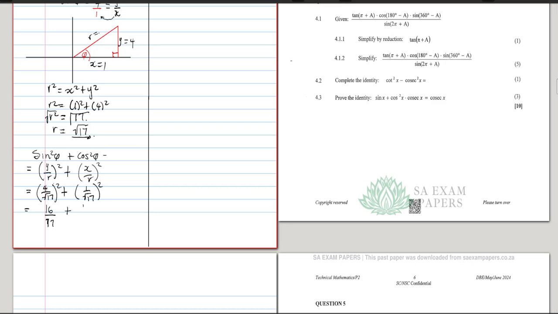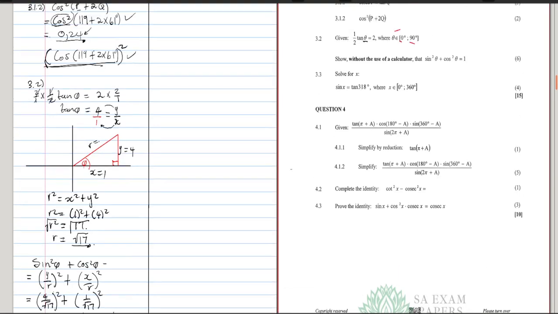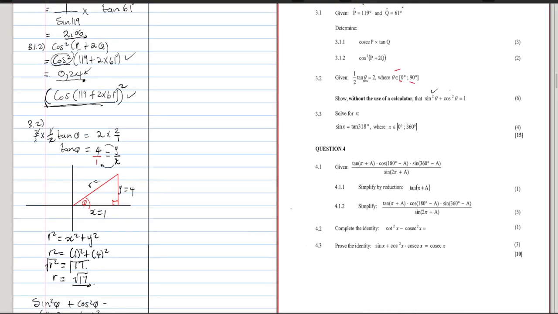Then we continue: 4 squared is 16, and the square root of 17 squared is 17, plus 1 squared is 1, and the square root of 17 squared is 17. The denominators are the same, it's 17, so we just add the numerators and take the common denominator. 16 plus 1 is 17. 17 over 17 is 1. We just proved that sine squared plus cos squared is equal to 1.